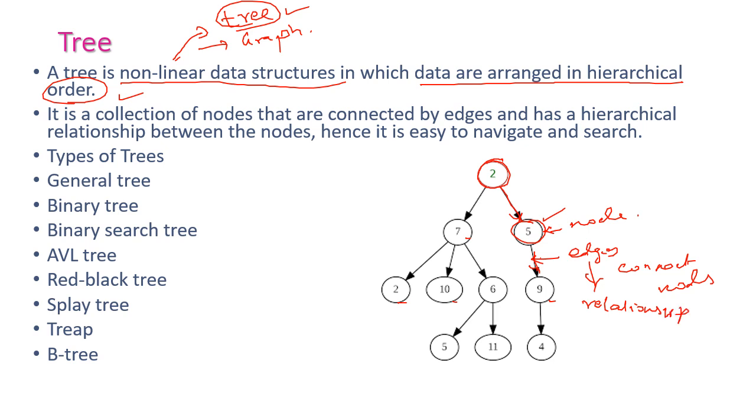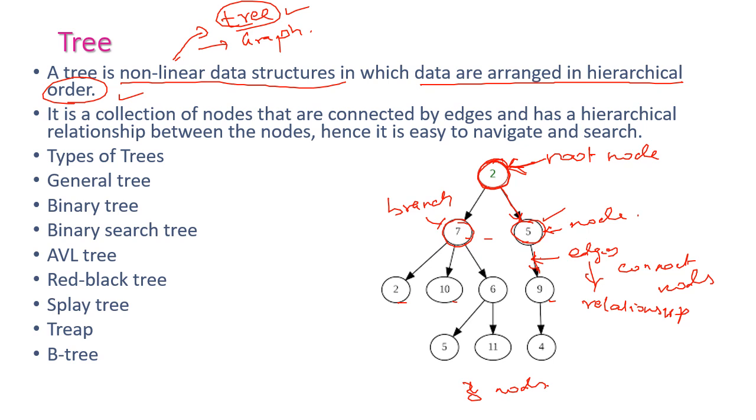And in the tree we have three different types of nodes. The first one is the root node. This is the top of the tree. The tree structure starts only from the root node. And the second type of nodes are called branch nodes. So these are all branch nodes.